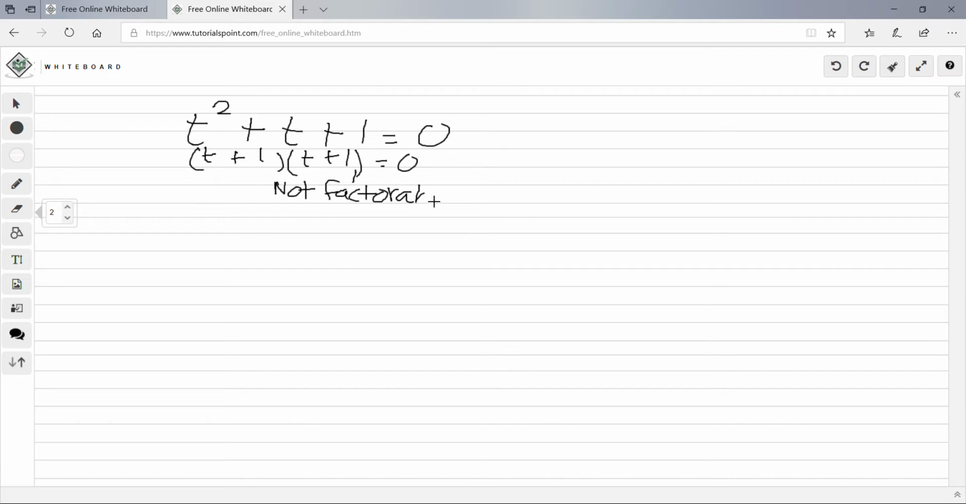So when you're in a situation where it's not factorable, you can use the quadratic formula. So use quadratic formula.